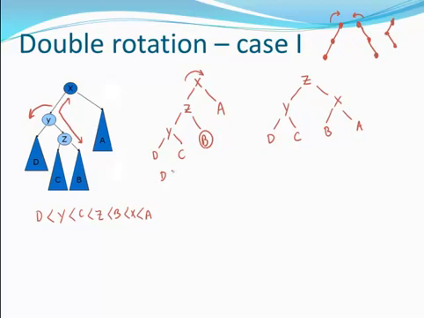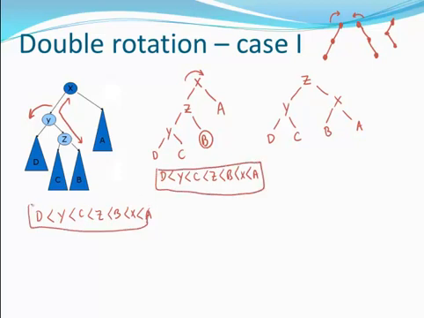Let's do the in-order traversal on the tree. d less than y, less than c, less than z, less than b, less than x, less than a. So the order invariant is satisfied. This is the same order invariant as the previous one, although they are two different trees.